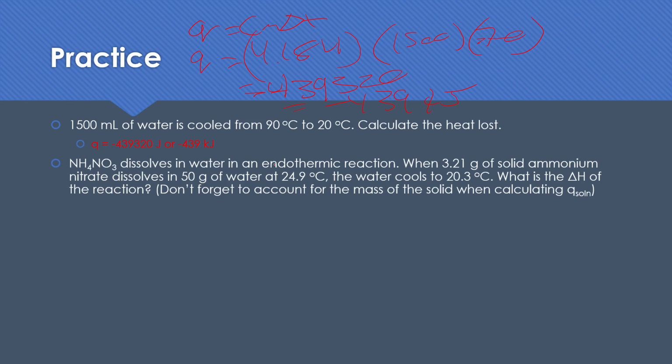Ammonium nitrate dissolves in water in an endothermic reaction. So this is like cold packs. When 3.21 grams of solid ammonium nitrate dissolves in 50 grams of water at 24.9 degrees Celsius, the water cools to 20.3 degrees Celsius. What is the delta H of the reaction? And so when you're calculating Q of the solution, you need to add the mass of the water plus the mass of the ammonium nitrate.